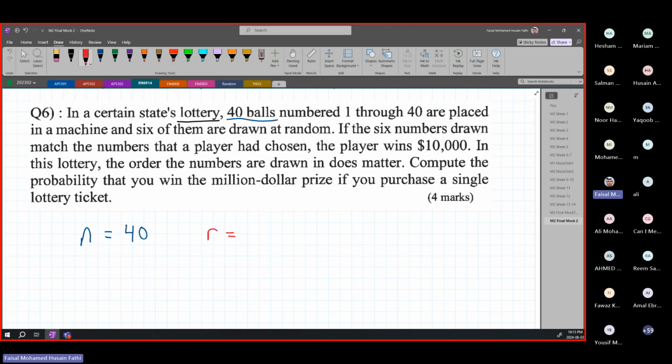So our R is 6. We pick 6 from 40. 6 of them are drawn at random.